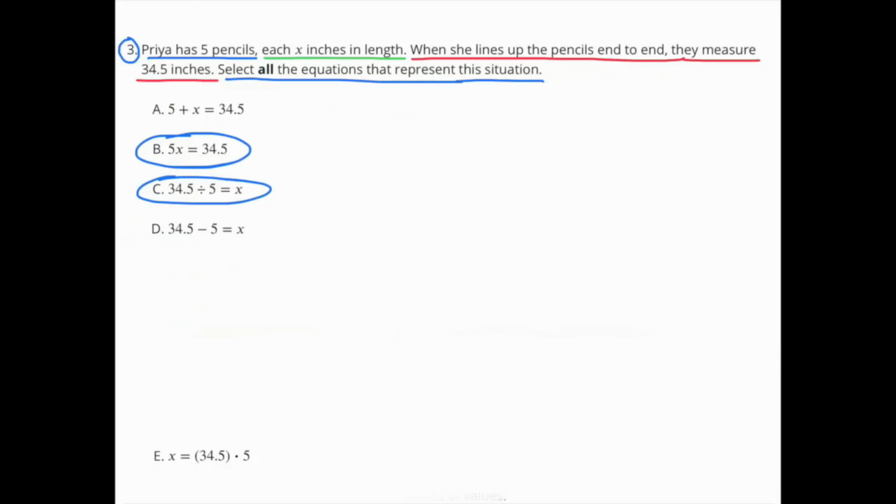Number 3, Priya has 5 pencils, each X inches in length. When she lines up the pencils end to end, they measure 34 5/10 inches. Select all the equations that represent this situation. I selected B, 5x equals 34 5/10, and C, 34 5/10 divided by 5 equals x.